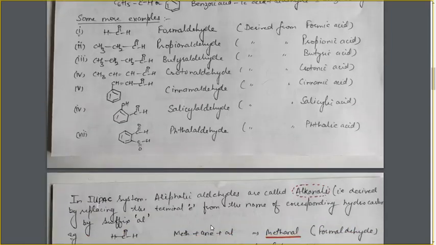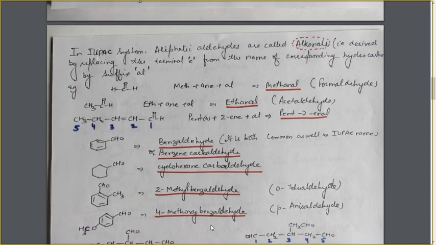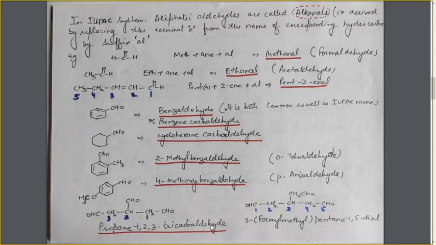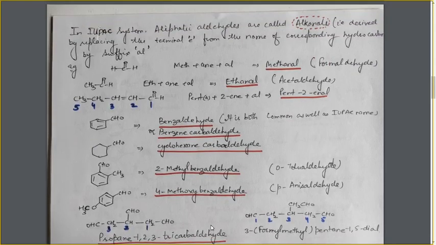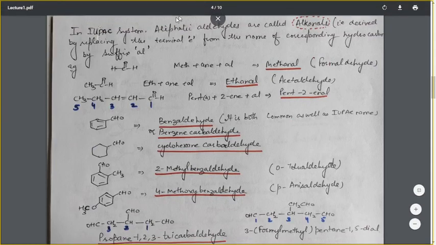Now let's move to the next part, that is IUPAC names of the aldehydes. In case of aliphatic aldehydes, they are named as alkanals, and this alkanal is derived from the name of the corresponding hydrocarbon, that is hydrocarbon having the same number of carbon atoms. And how is it derived? By replacing e with al. What is this al? It is the suffix in case of aldehyde group.